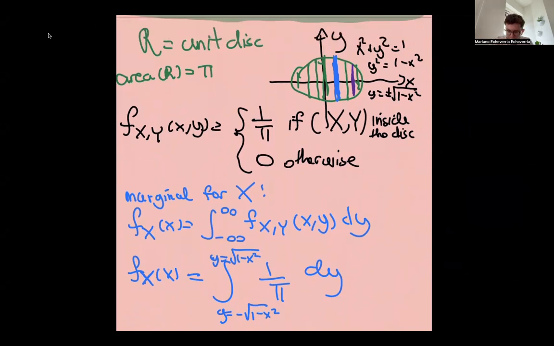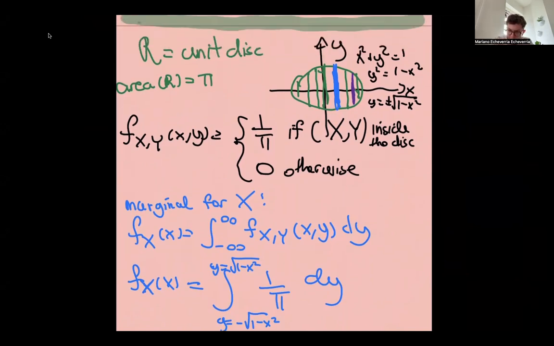Is that clear why it's not negative 1 to 1? Because the bounds for the value of y on the disk are not constant, right? Here y goes from this value to this value, but that's less than the values that y would take here. So if you fix the value for x, the value that y takes does depend on x, right? Is that making sense? That makes sense, yeah.